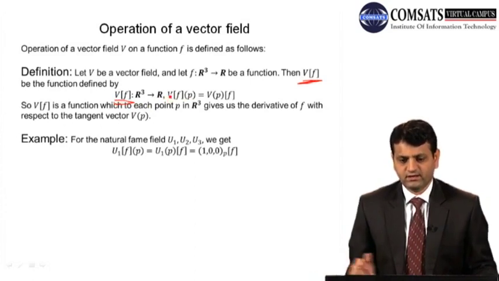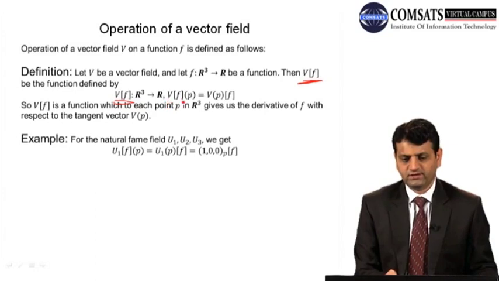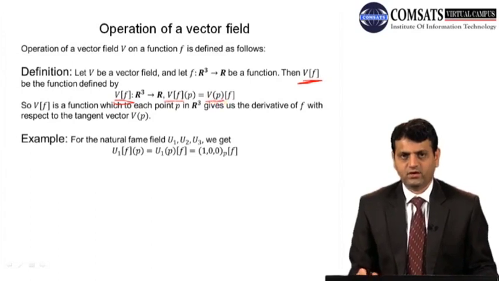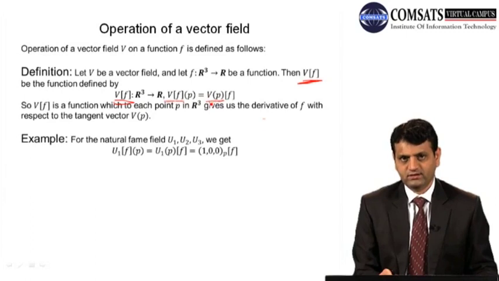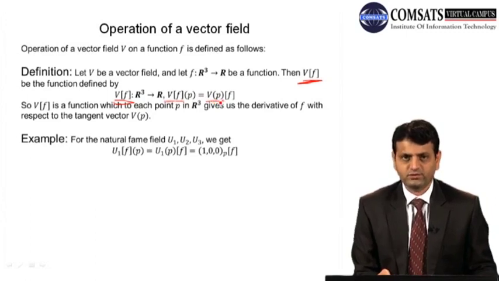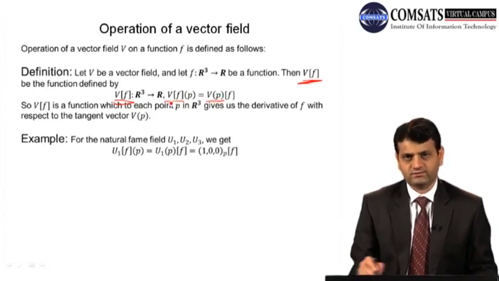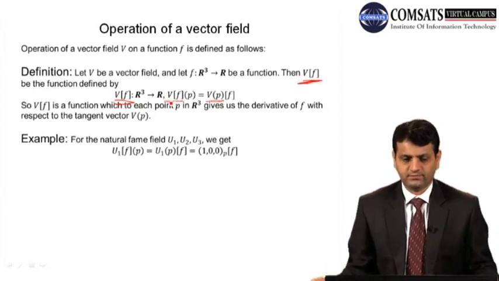This function is defined as follows: if we calculate the image of this function at any point of the space, it's the same as calculating the directional derivative of f in the direction of v of p. So remember, v of p is a vector whose point of application is p, and it's some vector. So we are calculating the directional derivative of f in the direction of v of p. So that's how you apply a vector field on a function, which is a function from R3 to R.